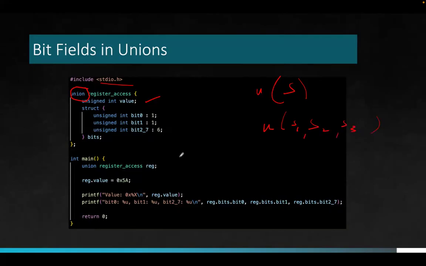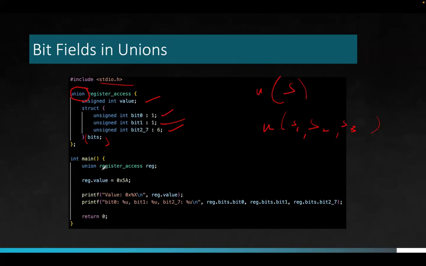This is one classic example, that's why I've taken it. The structure has unsigned int bit 0 with 1 bit, unsigned int bit 1 with 1 bit, and unsigned int bit 2 to 7 with 6 bits. So I have 6 bits of associated data that can be stored here, and the structure name is bits. So the bit fields of this structure are present inside the union. Now, if you go to the main function, what is happening?